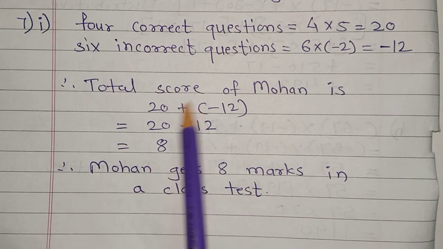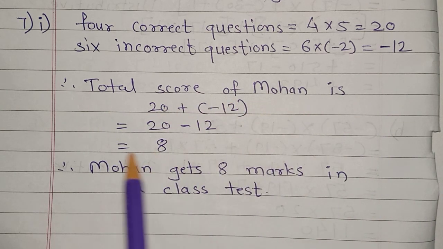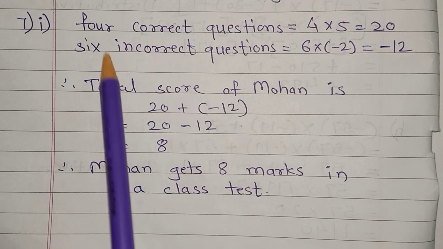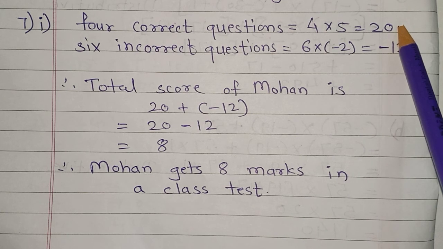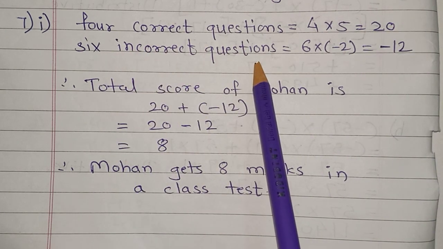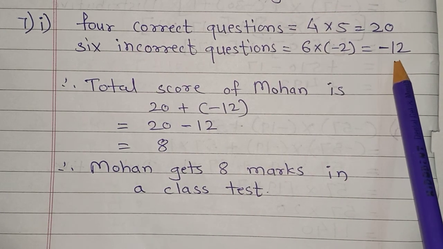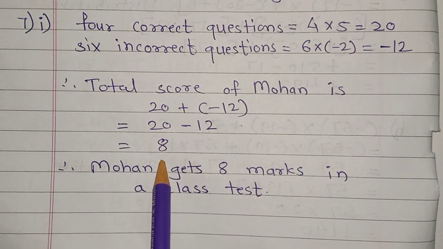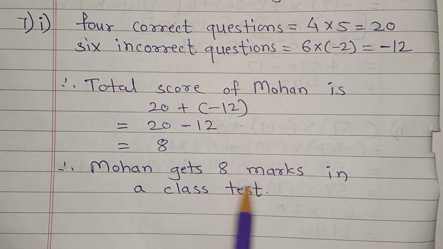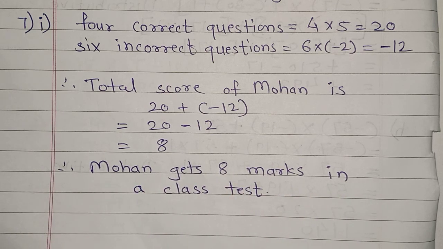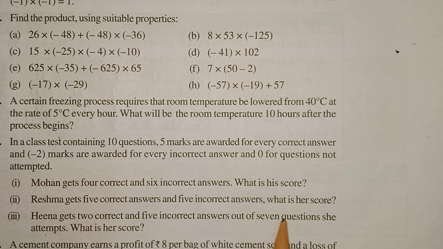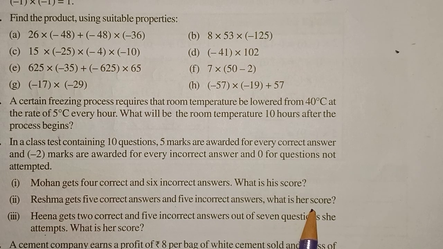Now let's see the total score of Mohan. We have to add this. So 20 plus minus 12. For 4 correct answers he got 20 marks, and for 6 incorrect answers he got minus 12 marks. So 20 minus 12 gives the answer 8. So therefore Mohan gets 8 marks in the class test. Now question number 2 is Reshma gets 5 correct answers and 5 incorrect answers. So what is her score?